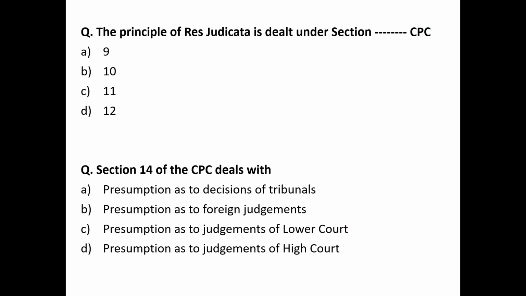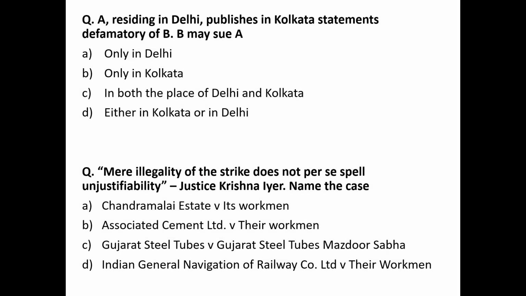Next question. The principle of res judicata is dealt with under Section dash of CPC. It's option C, Section 11. Next question. Section 14 of the CPC deals with presumption as to foreign judgments, option B. Next question. A residing in Delhi publishes in Kolkata a statement defamatory of B. B may sue A either in Kolkata or in Delhi, option D.